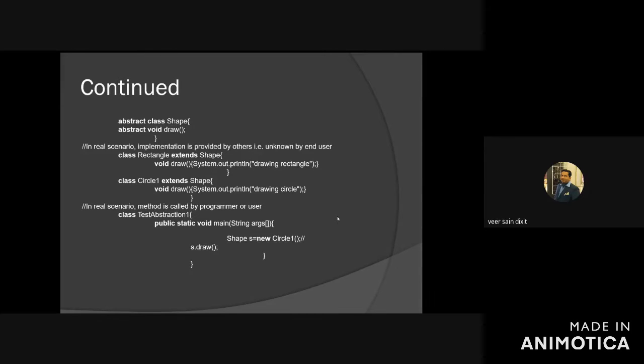Now let's see with an example. Here we have taken an abstract class Shape. The name of that abstract class is Shape, and in it there is an abstract method, void draw, and the return type is void. It means that it is not returning any value, and it's an abstract method, so we have used the abstract class. Any class which has an abstract method will be an abstract class.